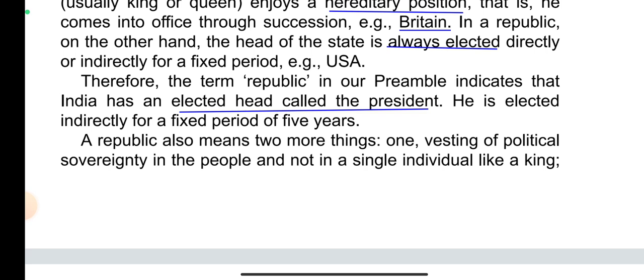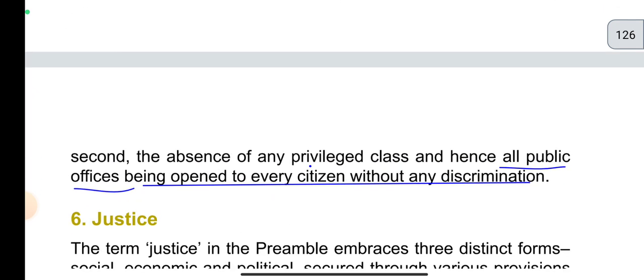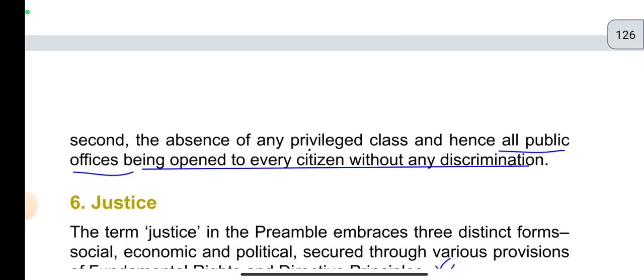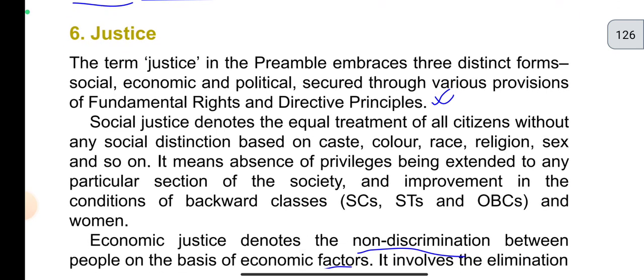A republic also means two more things. One, vesting of political sovereignty in the people and not in a single individual like a king. Second, the absence of any privileged class and hence all public offices being open to every citizen without any discrimination. So, this is republic. Now, justice.